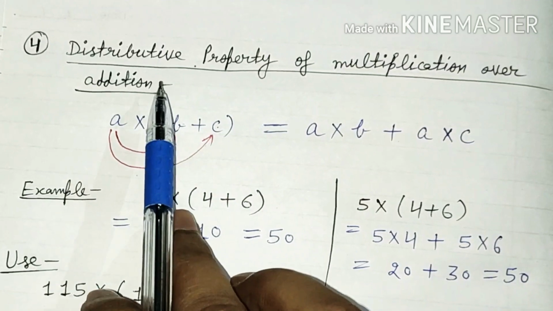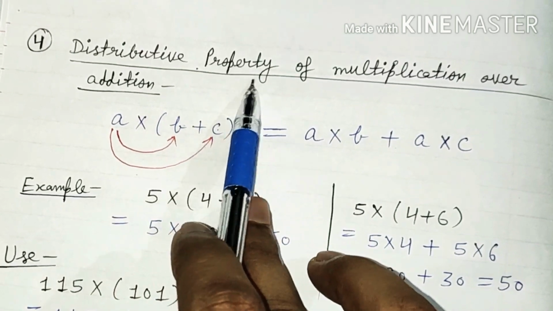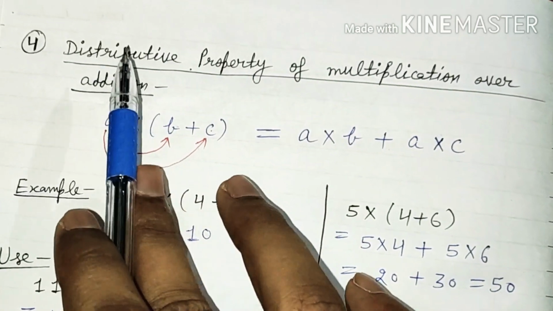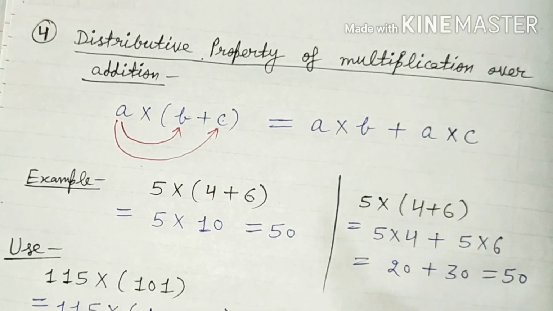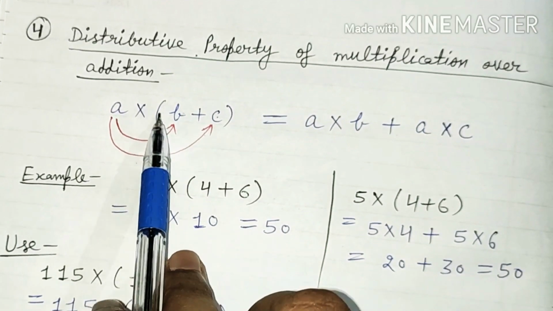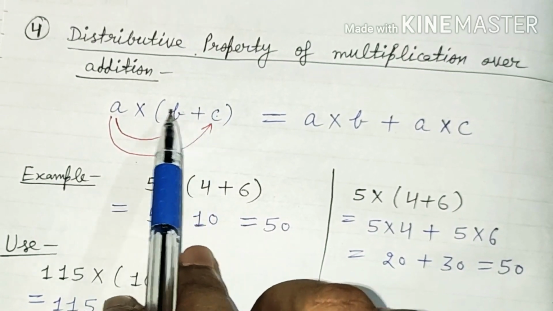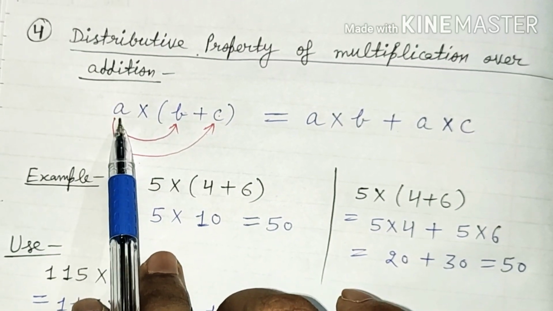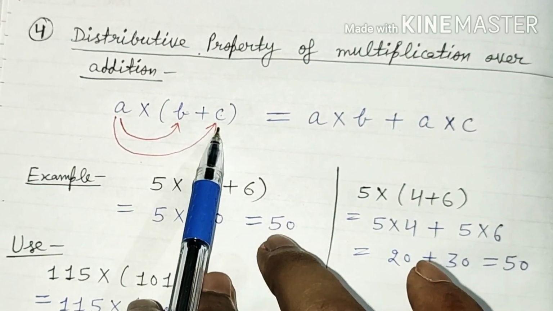Now, the last property of the whole numbers is distributive property of multiplication over addition. Distributive, as the name suggests, distribute means divide, to distribute something, to share it. So here is the expression for this property: a into bracket b plus c. Means in the bracket we will have addition, and outside this bracket we are having a number which we will have to distribute among these two numbers which are in the bracket.